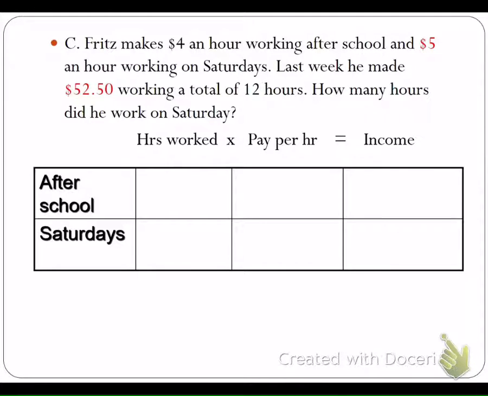Now, on this one, you kind of get to pick which one you want to make the variable. Again, I like to go with whatever they're asking me about. They're asking me about Saturdays, so I'm going to make that my variable. Okay, now, what do I know about hours after school? No, the hours. $4 an hour is going to go here. $5 is going to go here. 12 hours. He worked. That's the total.